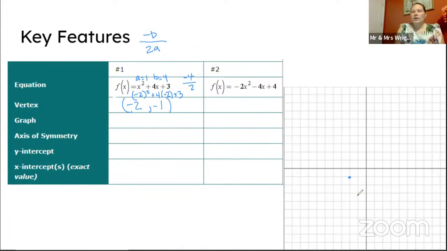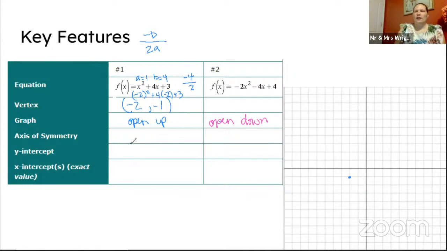Now, is this going to open upwards or open downwards? And that is determined, if you remember from our key terms video, lesson 1, page 1, from the leading coefficient. That means the coefficient that's in front of the variable that's being squared. So in this case, we have a leading coefficient of positive 1. And since it's a positive 1, we know it's going to open upwards, okay? If you look at this one, it's got a negative. So this one is going to open downwards.